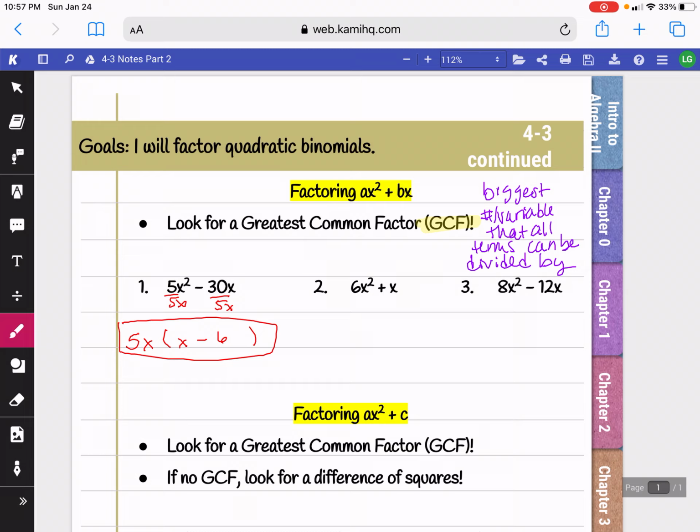If you were to actually multiply 5x times x, you'd get 5x squared. 5x times negative 6 is negative 30x. So you could check it by multiplying to see if you did it right.